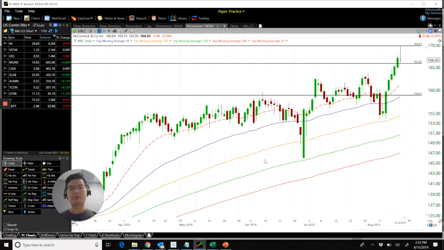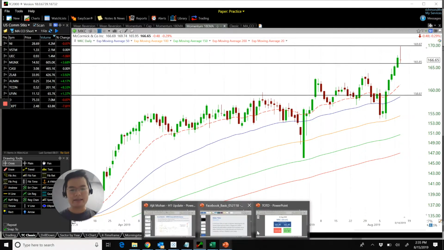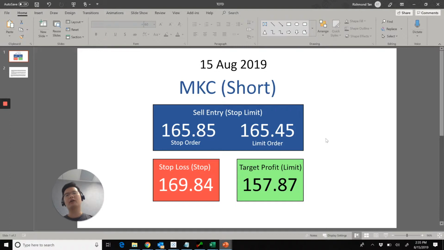So to summarize, to put everything together, this is my trade of the day. 15th of August, MKC, I am going short. I'm going to put in a stop order at 165.85, limit order 165.45. What does this mean? If the price opens lower than 165.45, which is the limit order, I will not get into the trade, because that creates a very big risk to reward ratio that is no longer favorable to me. I only want to get in between 165.85 and 165.45.